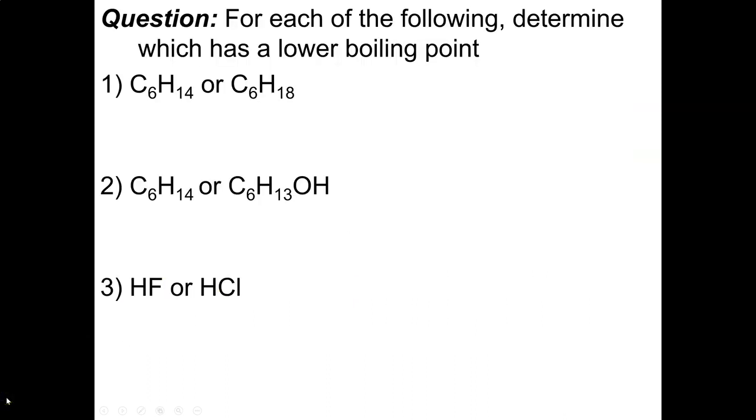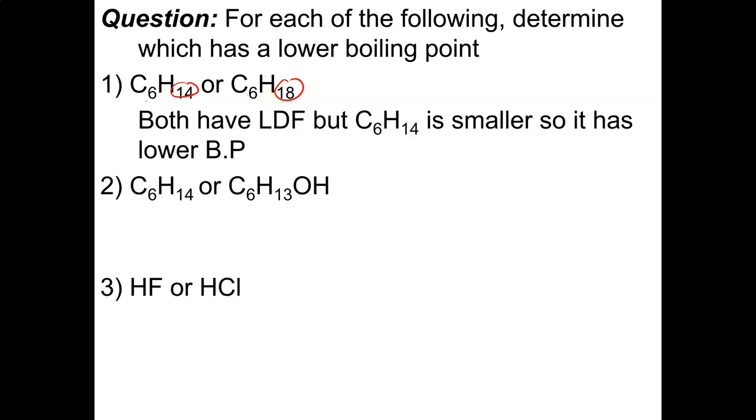So let's determine which has a lower boiling point. All right, so these are both nonpolar, right? It's got 14 hydrogen versus 18. So which is bigger in size? This one. The bigger in size means stronger LDFs. So LDFs are stronger, which means a higher boiling point. So C6H14 is a lower boiling point, or C6H18 is a higher boiling point, same thing.